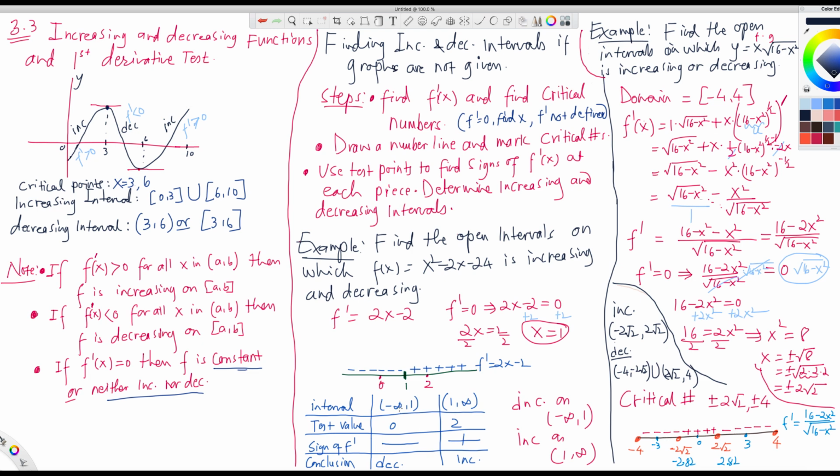So you can make a table like this, or you can just work on the horizontal line and find the sign and then see that. You can see where it is increasing and decreasing depending on the sign. If the sign of f prime is positive, then it is increasing. If the sign of f prime is negative, then it is decreasing. Okay, so we will see a couple more examples.